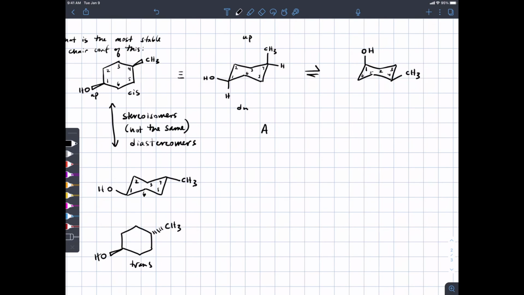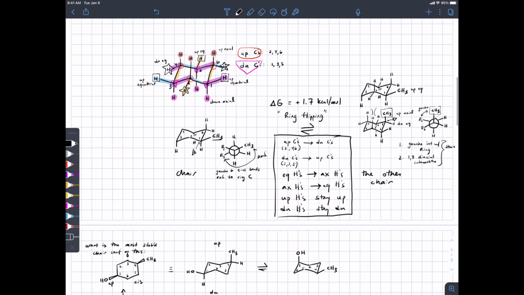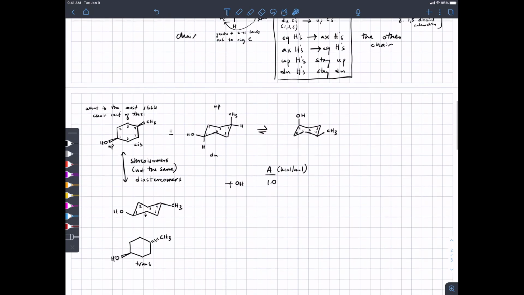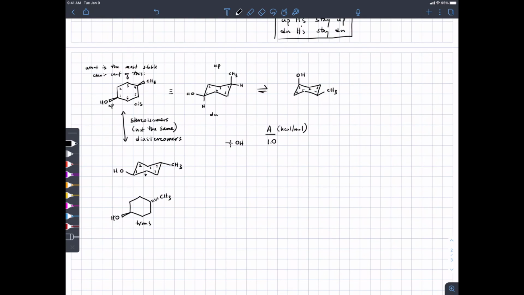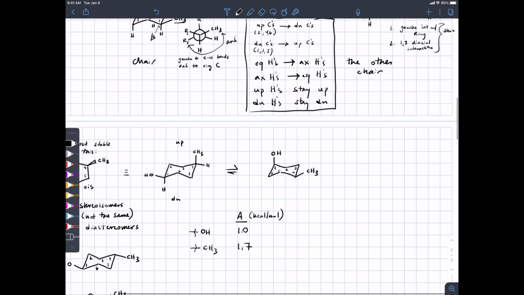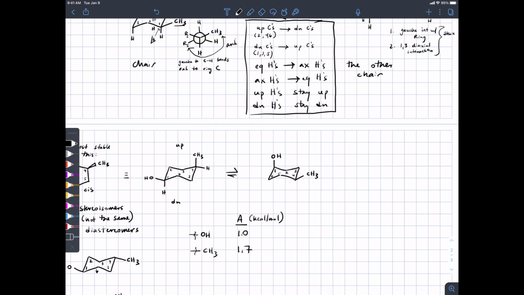Well, the A values for those individual substituents are as follows. For the OH group, it's 1 kilocalorie per mole, meaning somebody did this same experiment up above, but with an OH group, and they found it's uphill by 1 kcal per mole to have OH axial. In contrast, the methyl group is 1.7. So it's worse to have methyl axial than it is to have OH axial.